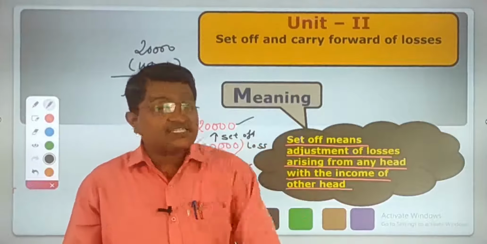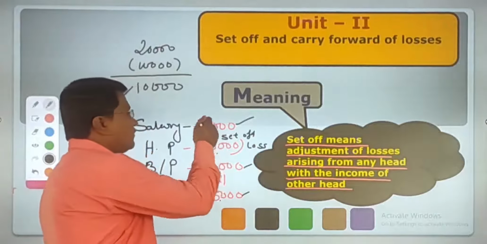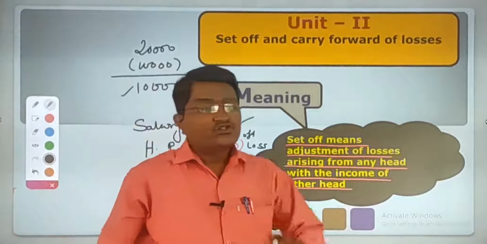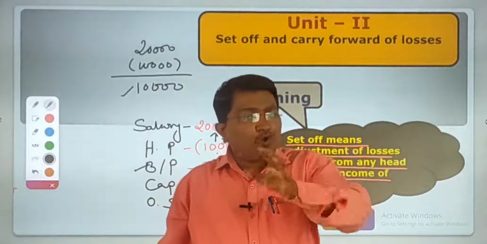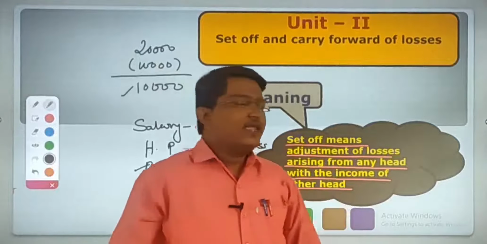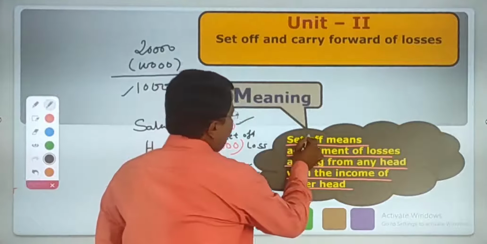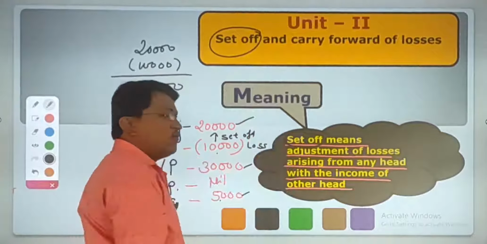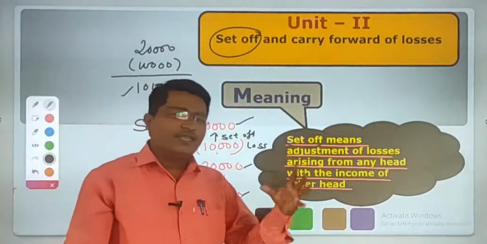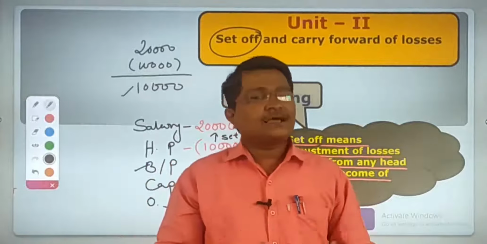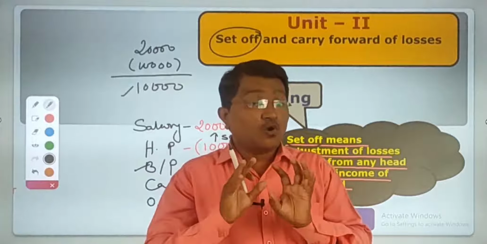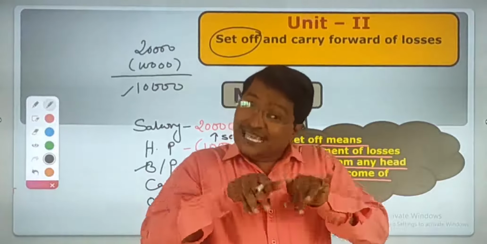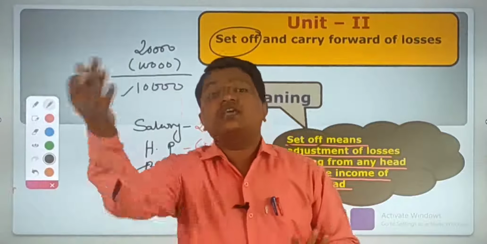But we adjusted this loss with the other head. So this adjustment of loss is what we call set off. I hope you have come to know the meaning of set off. Set off means adjustment of losses in the same head or with the other head.